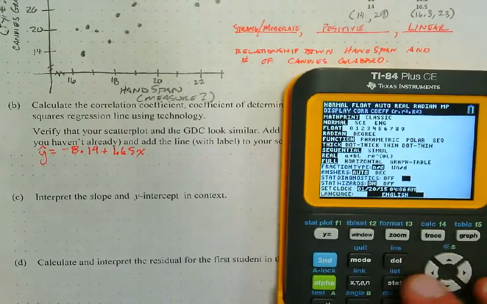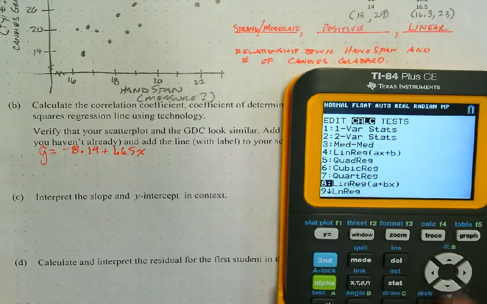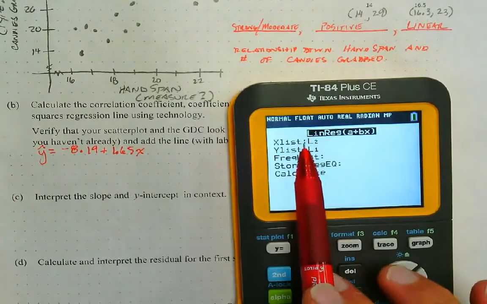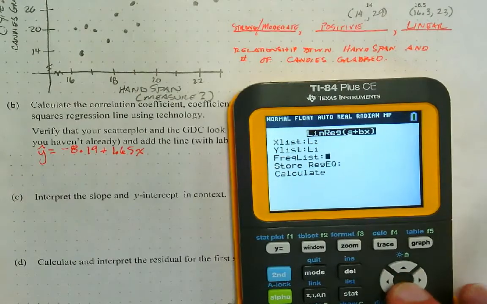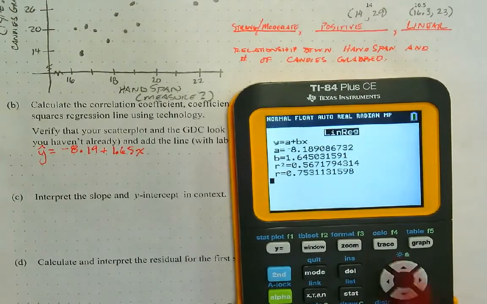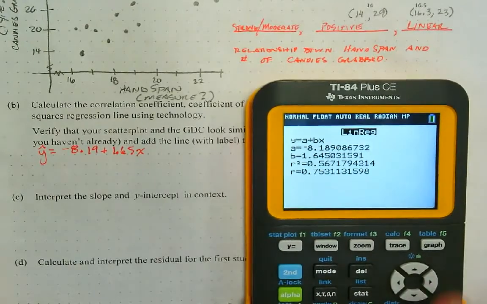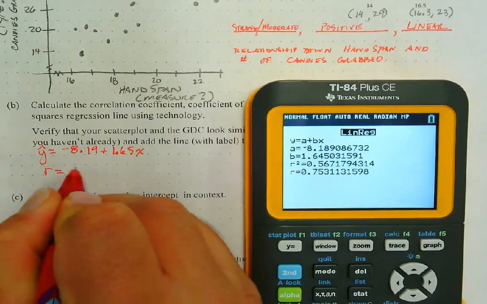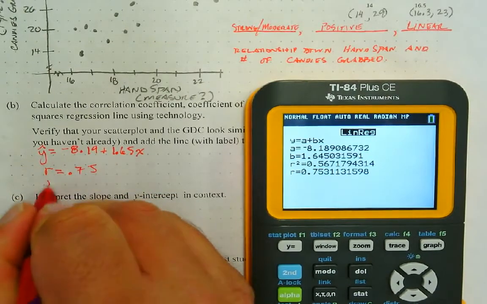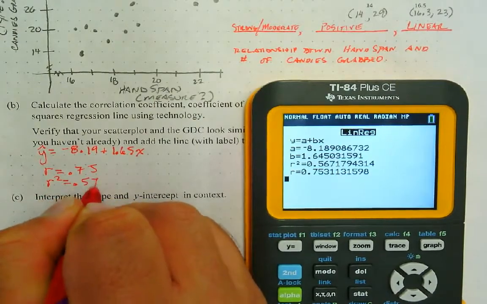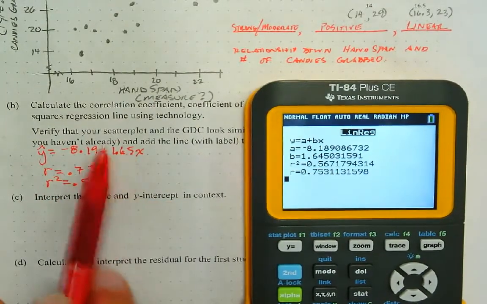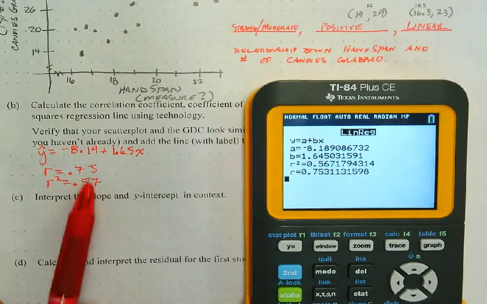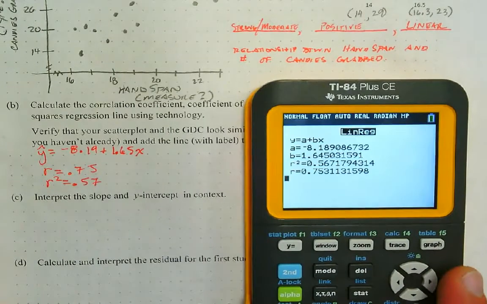Right, so now if I do my stat, calculate linear regression, once again, make sure your X list is right, make sure your Y list is right, come over, right, I'm going to store that regression equation into alpha trace Y1, calculate, and now I see my R and my R squared values. So I'm going to go ahead and write those values down. I have that R is 0.75 approximately, and R squared is 0.57 approximately. Okay. Now it's not going to be the case that these are always flipped. That just happens to be the situation in this particular case.